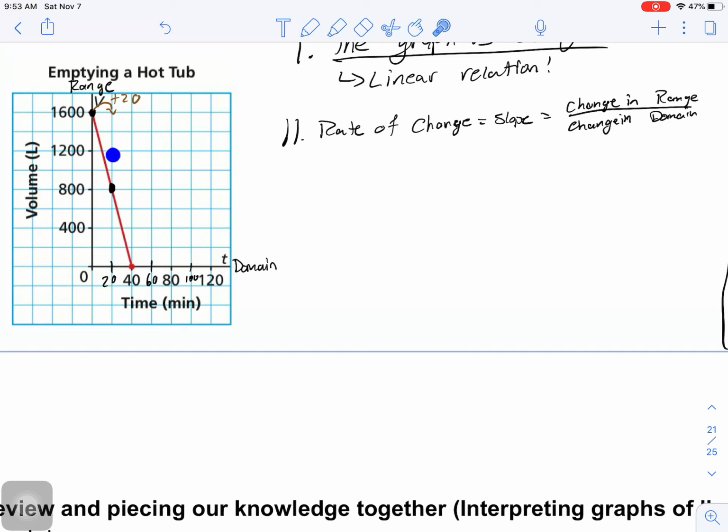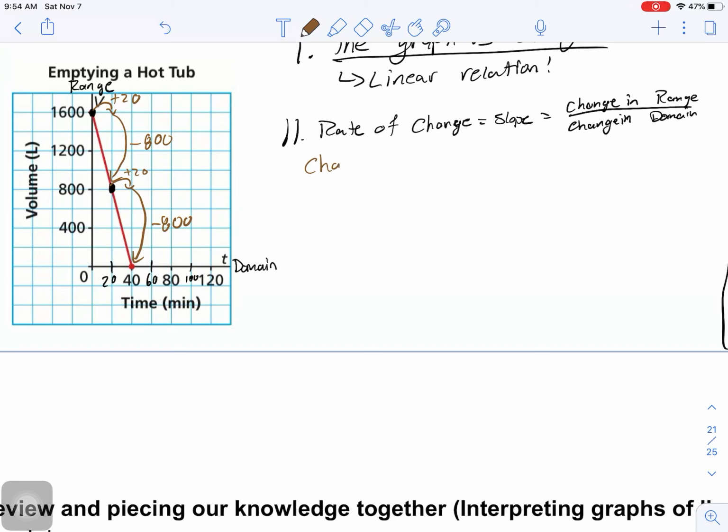Now here's the thing. We're going downwards, okay, in our range value. So that means we're going minus. We're going from 1,600 to 800. So that's minus 800. Okay, and that would continue. To get from this point to this point, we have to go over 20 in our domain. So plus 20. And then we have to subtract 800 to get to our newest point.